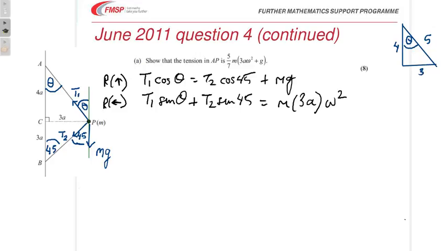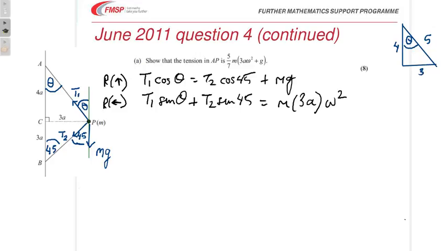Let me draw your attention to the angles first of all. We've got a 45-degree angle for this string because of the distances 3a and 3a. I've called this angle theta, and we know sine, cos and tan of theta because 3a, 4a, this side would be 5. Here's the triangle, 3, 4, 5. So sine theta is 3/5 and cos theta is 4/5. Pause the video, have a look at those resolving equations and satisfy yourself that you're happy with them.